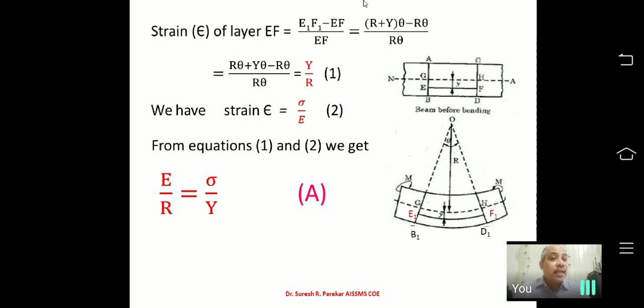So what is strain actually? Within the limit of Hooke's law, we have strain equal to sigma upon E. Now by using equations 1 and 2, we get: the first equation gives Y by R, the second gives sigma by E. Rearranging the terms, we get sigma by Y is equal to E by R. This is the first part of the flexural formula.